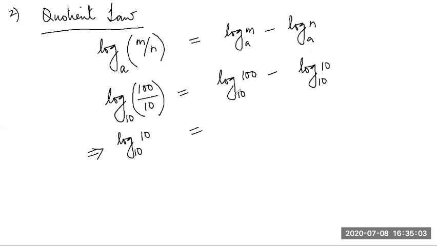Now the left hand side is log of 10 to the base 10. We know that log of 100 to the base 10 is equal to 2, and log of 10 to the base 10 is 1. Very good. Now left hand side, what is log of 10 to the base 10? It is 1, equal to 1. Beautiful. So this is also correct. Now guys, I go further. I talk about the third law that is known as power law.